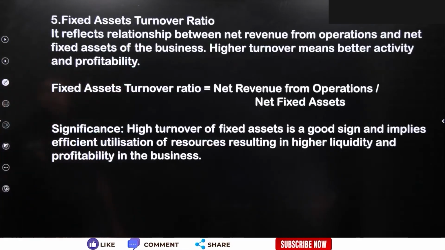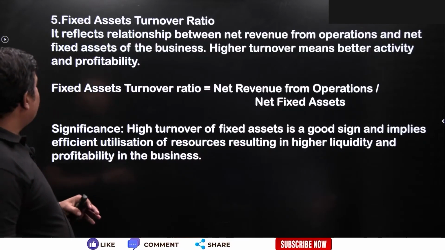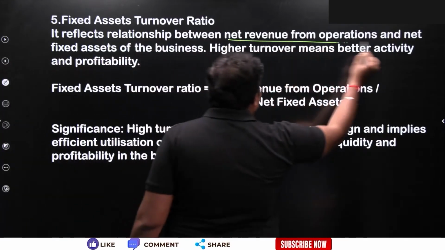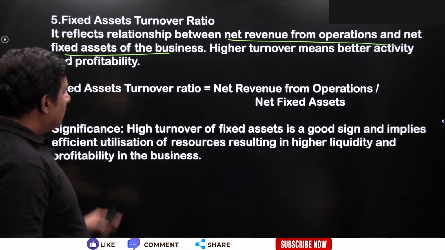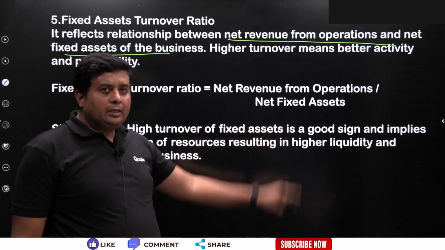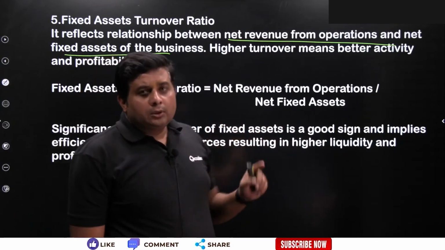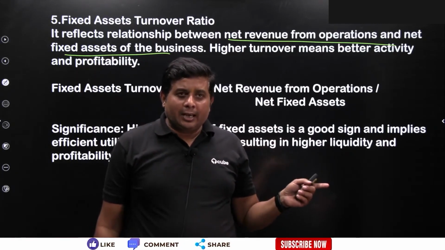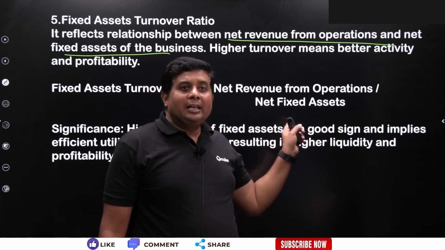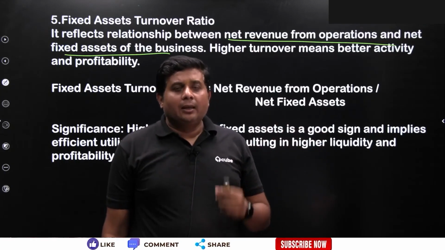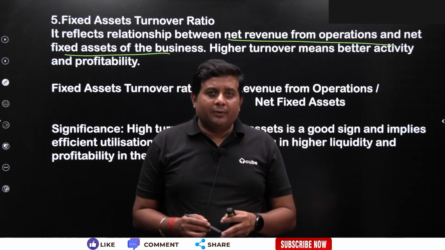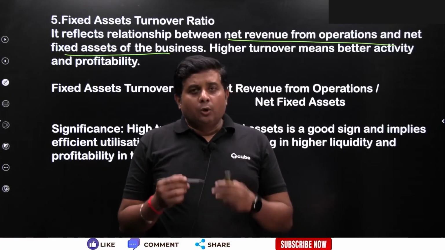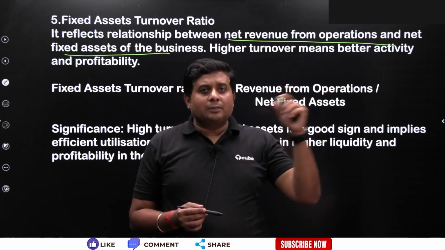Now moving to the last ratio, that is the fixed asset turnover ratio. It reflects the relationship between net revenue from operation and net fixed assets of the business. A higher turnover ratio means better activity and profitability. The formula is net revenue from operation upon net fixed assets. There we can also use capital employed in place of net assets, and here categorically we have to write net fixed assets. Whenever I say net fixed assets, it means only the fixed assets. It doesn't mean the total assets. Total assets are different from net fixed assets. If I am talking about total assets, it means the total of non-current assets plus current assets.